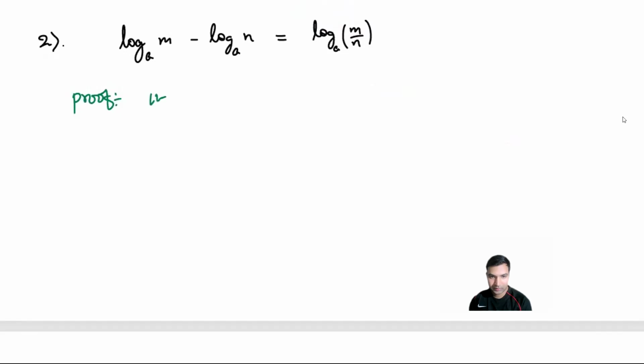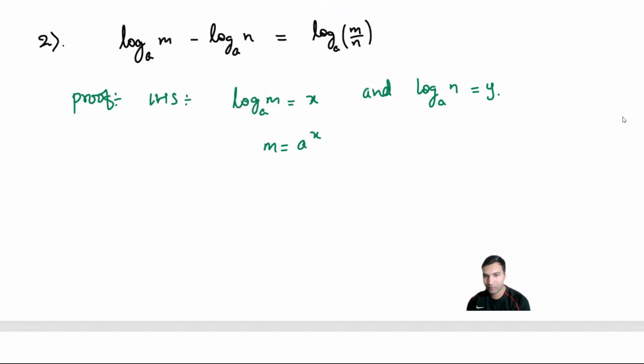Take the LHS part and assume that log of m to base a is some value x and log of n to base a is some value y. And therefore, I can write this in exponential form as m is equal to a to the power x, and from here n is equal to a to the power y, right? Because what power of a is n? This is how I read. So when I convert this into exponential form, it will become n is equal to a to the power y, isn't it?